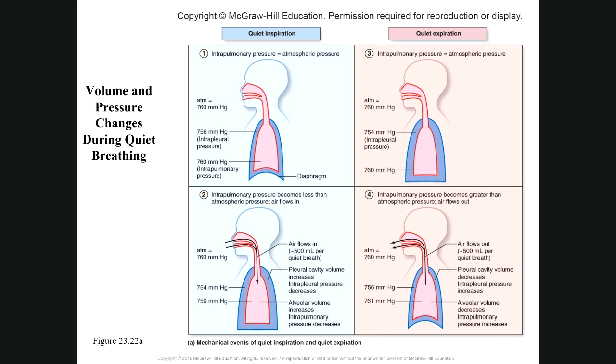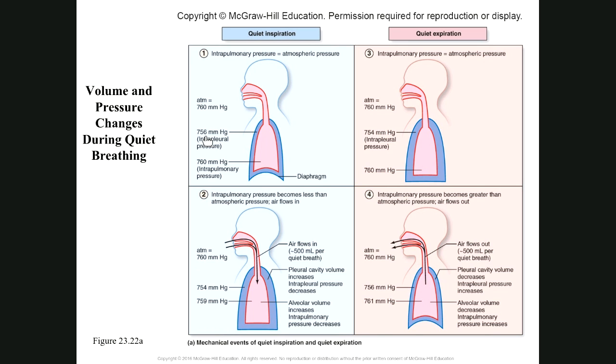Now look at this picture. The blue part talks about quiet inspiration, and the pink part shows quiet expiration, and we want to see what happens here. When we want to do quiet inspiration, first, the atmospheric pressure is 760 millimeters of mercury, and the pressure inside your lung, or intrapulmonary pressure, is 760, and your diaphragm is dome shaped, it's up, as you see here, it's curved, and the pressure in the pleural cavity, which we call intrapleural pressure, is 756.